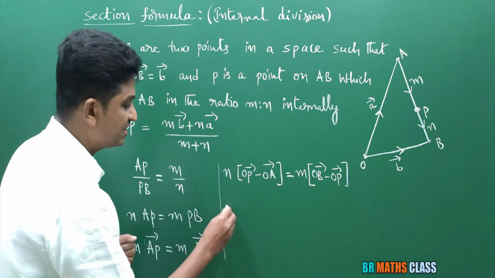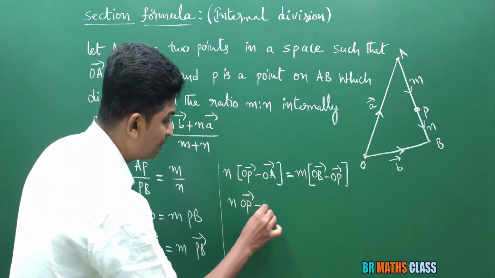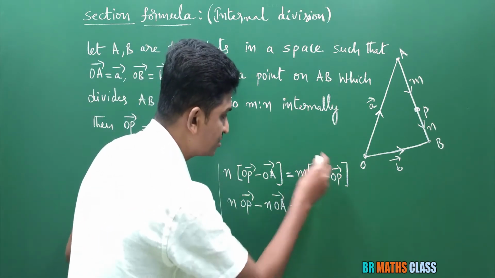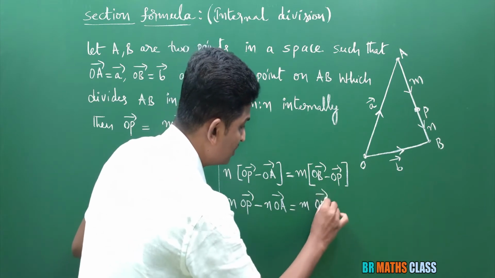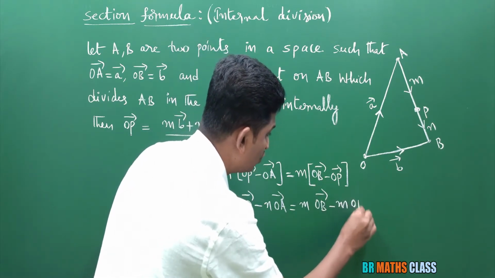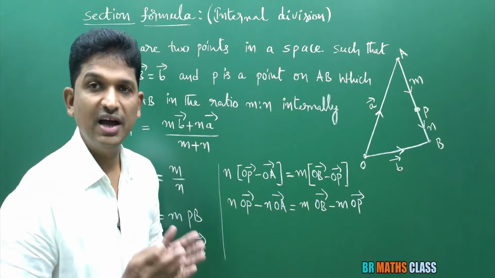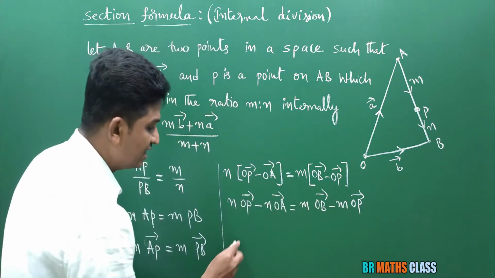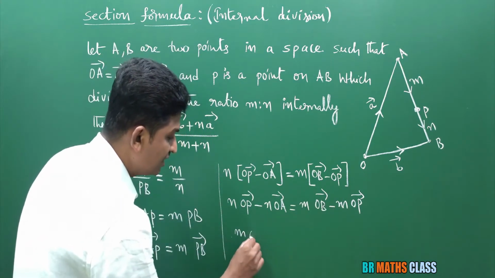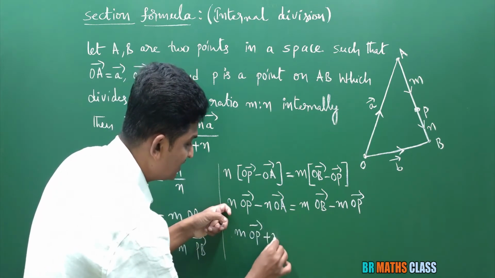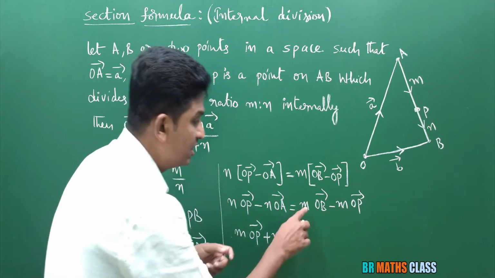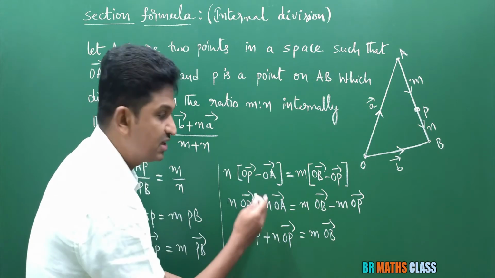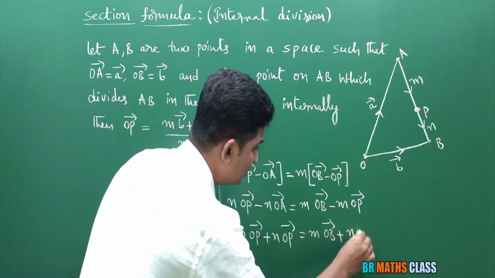First, I'll multiply this with a scalar. What you will get: n into OP bar minus n into OA bar. I just multiplied this expression with n; similarly, multiply this expression with m. What you will get: m into OB bar minus m into OP bar. As I am trying to find OP bar, I'll write all OP bar terms on one side. Take this minus m into OP bar to this side; this minus will become plus m into OP bar here, plus n into OP bar, equal to m into OB bar, and this minus n into OA bar, which you take to the right hand side as plus n into OA bar.